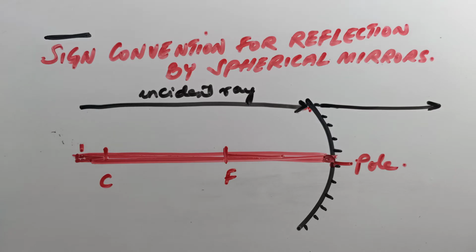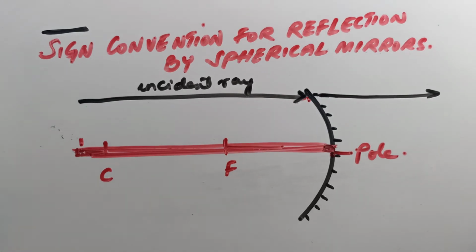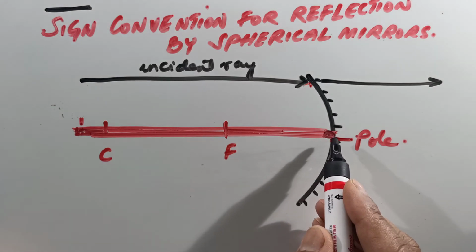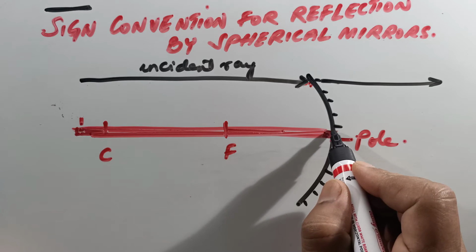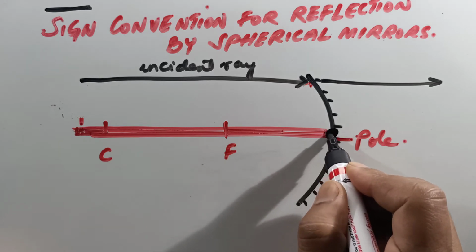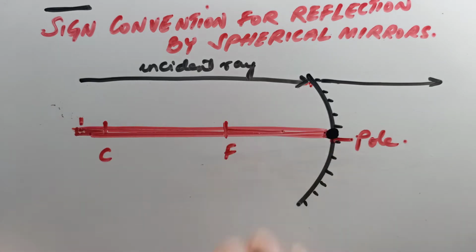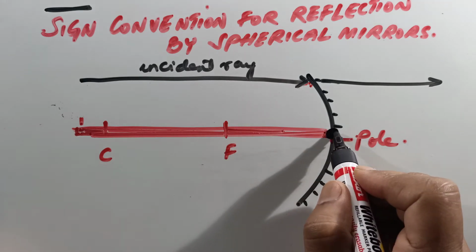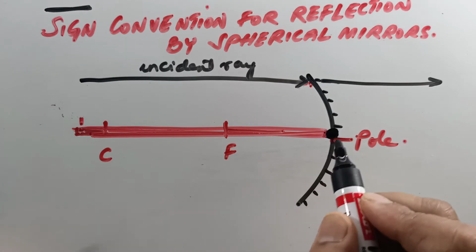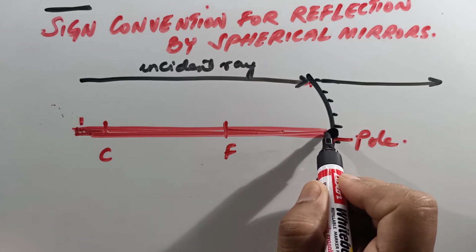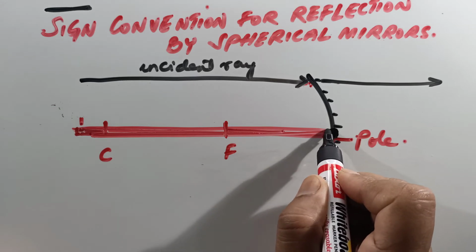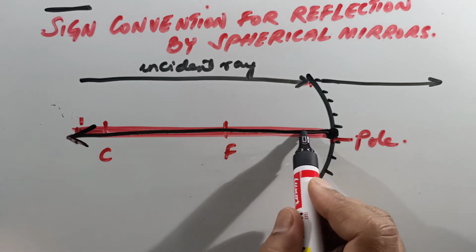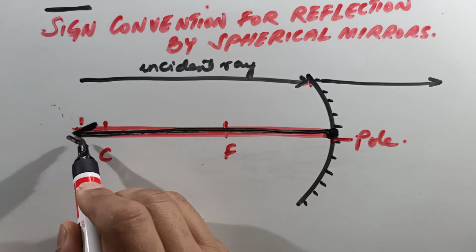Now, the first thing in case of sign convention is all distances are measured from the pole. Please keep in mind, all distances are measured from the pole. You can't measure from anywhere. For measuring any distance in case of a spherical mirror, you have to start from the pole. So if you are measuring from the pole and you are coming in this direction, right?